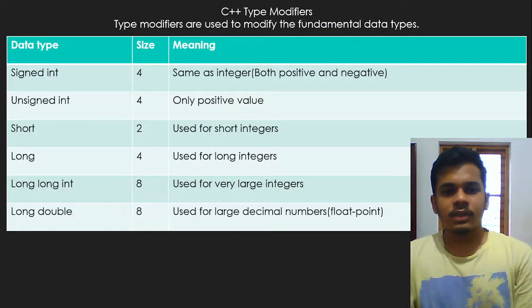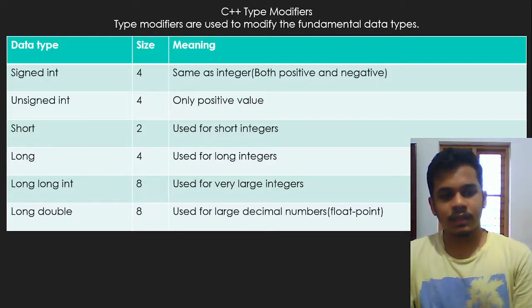Now we will talk about C++ type modifiers. What do you mean by type modifiers? Type modifiers are used to modify the fundamental data types. As you can see here, we have the signed int data type, which means that it contains both positive and negative numbers, same as integer. So it is the same as int, and its size is 4 bytes. Then we have unsigned int. Unsigned int means it can only hold positive integer values, which means no negative numbers, and its size is also 4 bytes.